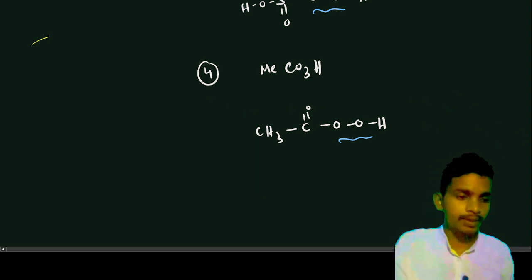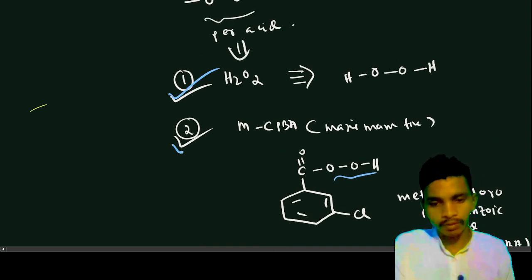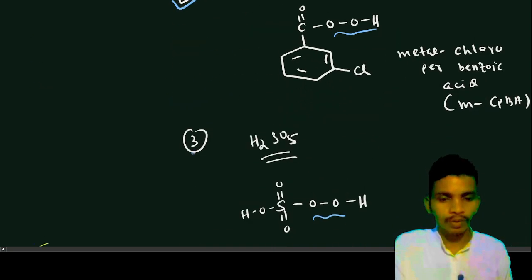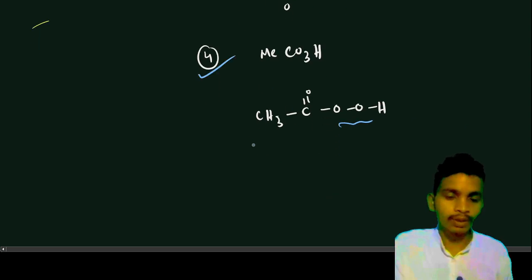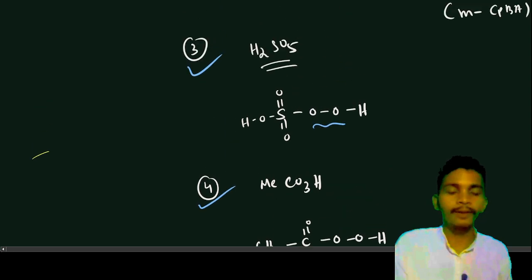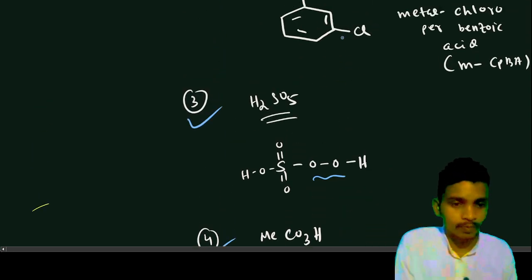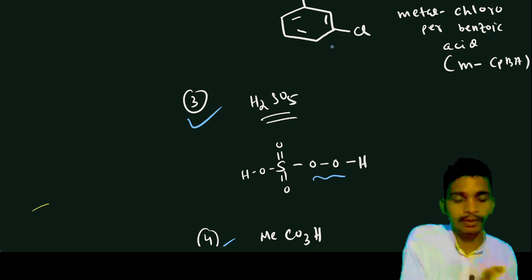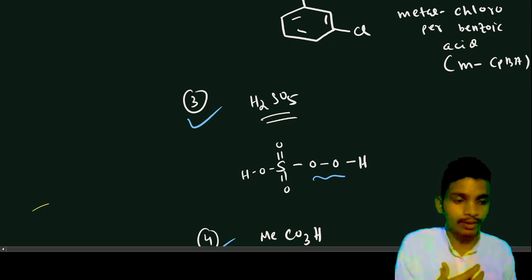So any of these reagents is given, either H2O2, or meta-CPBA, or H2SO5, or MeCO3H. If any of these reagents is given, then we understand that this is the peracid, and if a ketone group is there, then we will convert it into an ester group, and that reaction is called the Baeyer-Villiger oxidation.